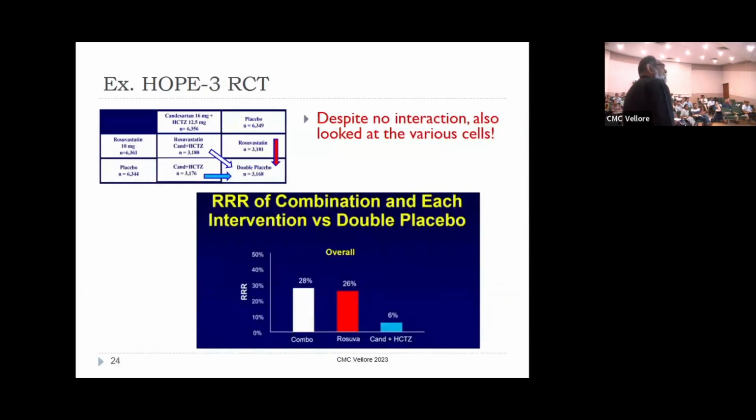Despite no interaction, they also decided to torture the data a little more and look at if there is another result. And so they looked at the combination of each intervention versus double placebo. So now they compare this versus this, this versus this, and this versus this. And again, here they show that versus placebo, the relative risk is still higher, but it's better for rosuvastatin, and the combo are very similar to each other versus placebo, versus the candesartan plus HCTZ versus placebo.